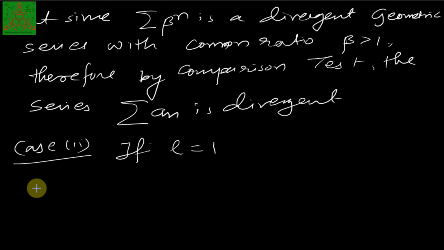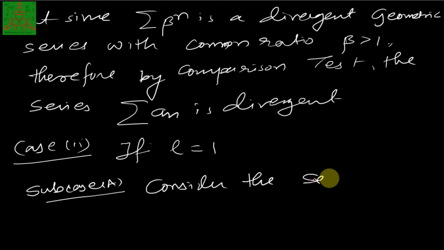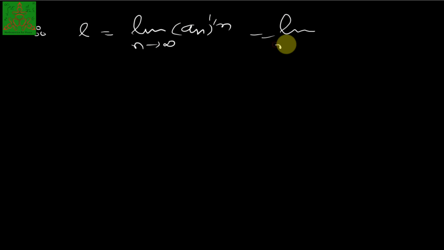So let us take subcase 1. Consider the series summation of 1 upon n, so here a_n is equal to 1 by n. Therefore L is equal to the limit of a_n^(1/n) as n tends to infinity, which gives the limit of (1/n)^(1/n), because the value of a_n is 1 by n. Here it is 0 power 0, an indeterminate form. So to find the limit, you have to apply the log on both sides.